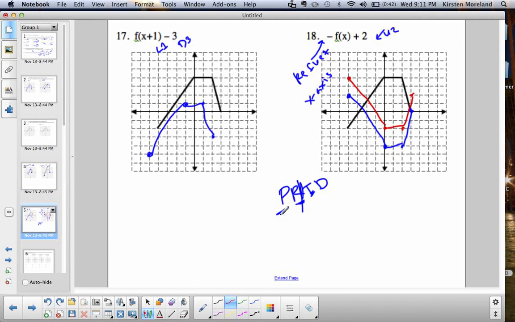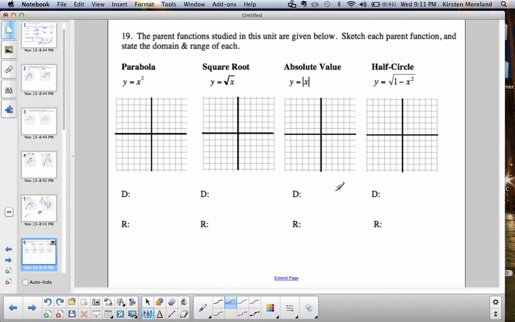Right? So please remember this acronym down here. Please remember to do. You have to do your parent function, your reflection, your translation, and then your dilation. Speaking of that, we're now going to move on to parent functions, but I'm going to start a new video, so watch the next one if you want to see this.